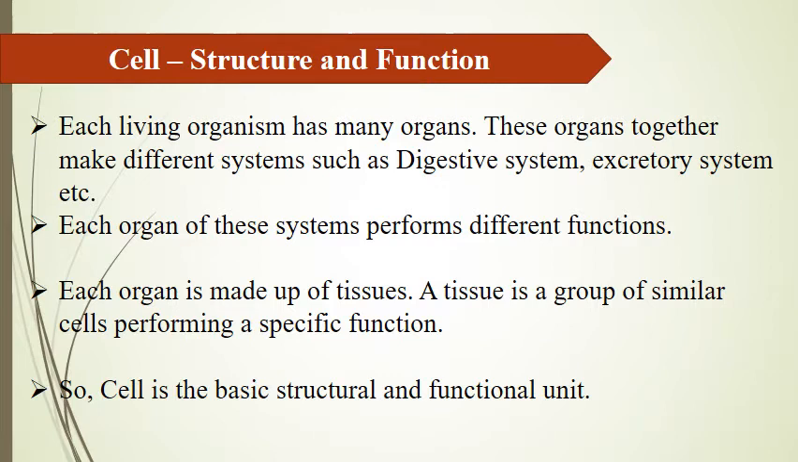And each and every organ of these systems is made up of tissues. What is tissue? Tissue is a group of similar cells that perform a specific function. Tissue is a group of similar cells. It means cell is the basic structural and functional unit of everything.